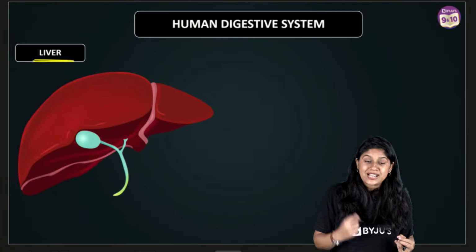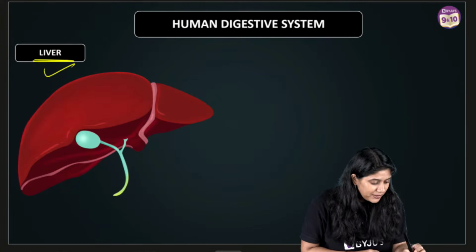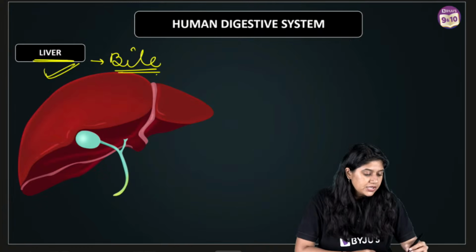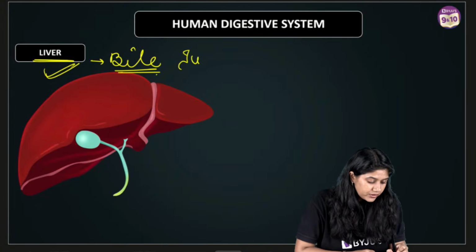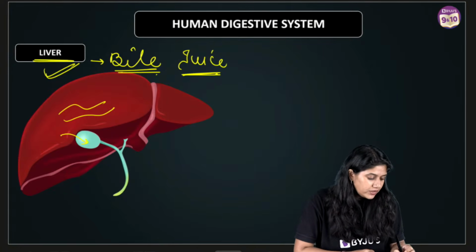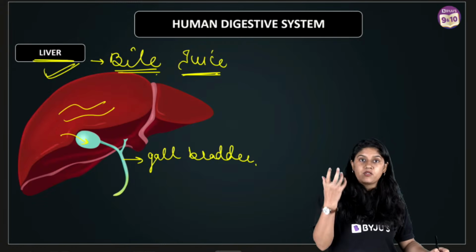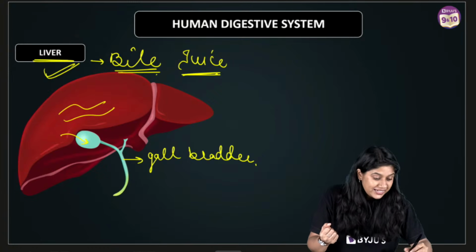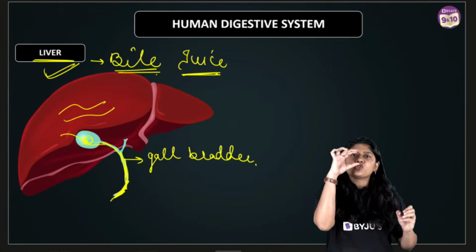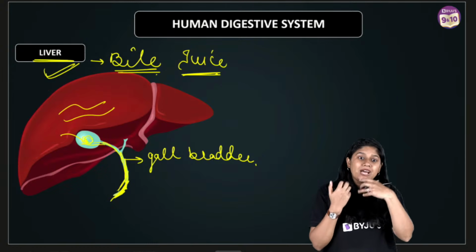To make sure the food is alkaline, the liver has a very important role. The liver plays a very important role in the secretion of bile. This bile juice is produced in the liver and stored in the gallbladder. So in the liver we see the production of bile juice, which is stored in the gallbladder, and from the bile duct it is released into the beginning of the small intestine. As it comes, what will happen? First of all, it is alkaline, making the food alkaline.